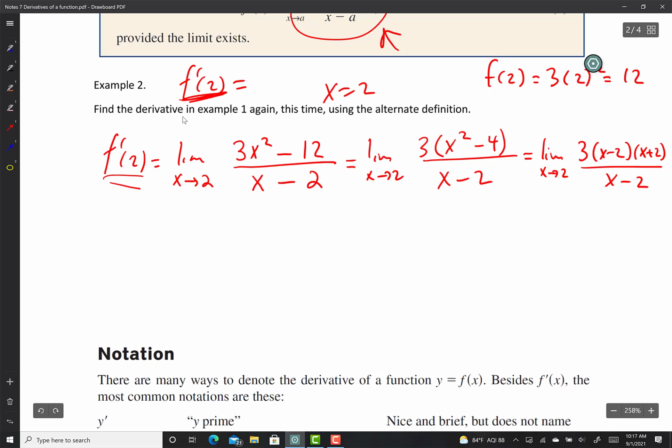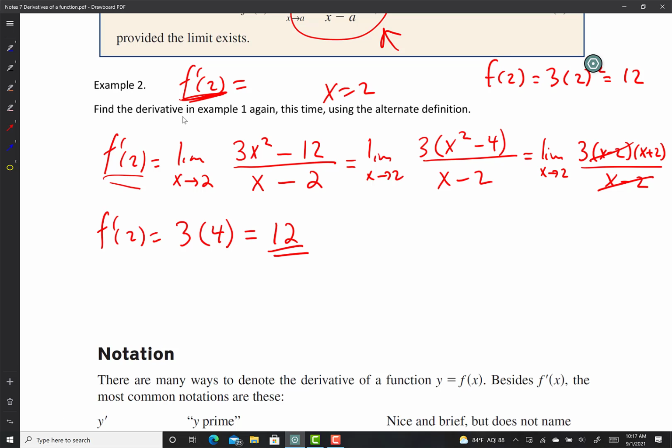What's going to cancel out? Now that I've canceled out the x minus 2's, can I do direct substitution? So here we go. F prime of 2 is equal to 3 times, what is 2 plus 2? Oh, what's 3 times 4? Did we get the same answer as we did earlier? Yes. They will both give you the same answer. They're just alternate definitions.